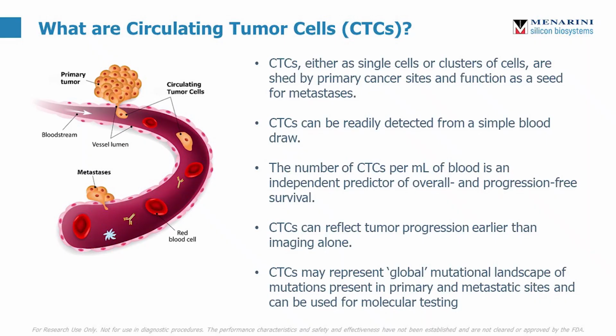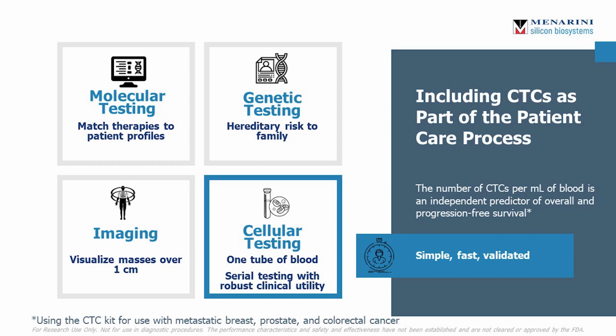So first and foremost, what are circulating tumor cells, or CTCs? These are cells that are shed by primary cancer sites or metastatic lesions and circulate through the bloodstream. They're readily detected from blood draws and can be an independent predictor of overall and progression-free survival. CTCs can also be a valuable tool to monitor disease progression, oftentimes reflecting changes earlier than imaging alone. Used together with traditional testing and imaging methods, CTC enumeration can be an integral part of the patient monitoring process.